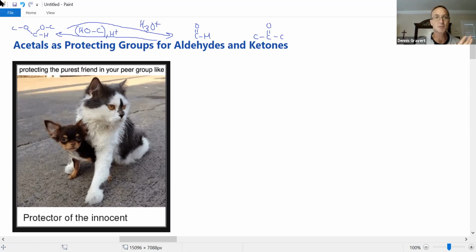They're not as stable as ethers because a little dilute acid makes them fall apart. But if you don't have any acid around, if you just have some mild oxidizing agents or some bases or some other reagents, the acetal group survives them. It's stable enough towards them. And so you can hide or protect the aldehydes and ketones using an acetal. So here's an example of using acetals as a protecting group.